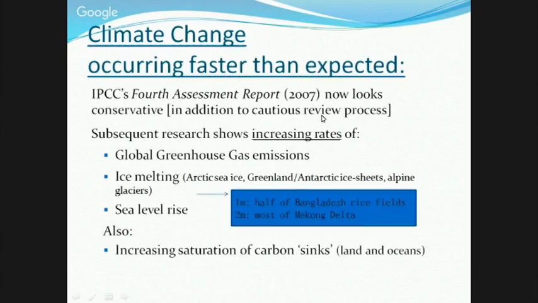Various types of stresses we have to control. So that is what global warming is. We already said that global warming is taking place at a much faster rate. We have seen global gas emission, ice melting, sea level rise, and half of the Bangladesh rice fields have been affected, and most of the Mekong Delta has been affected. So basically, there is increasing saturation of carbon sinks in our lands and oceans. Most of the areas are affected by carbon dioxide.